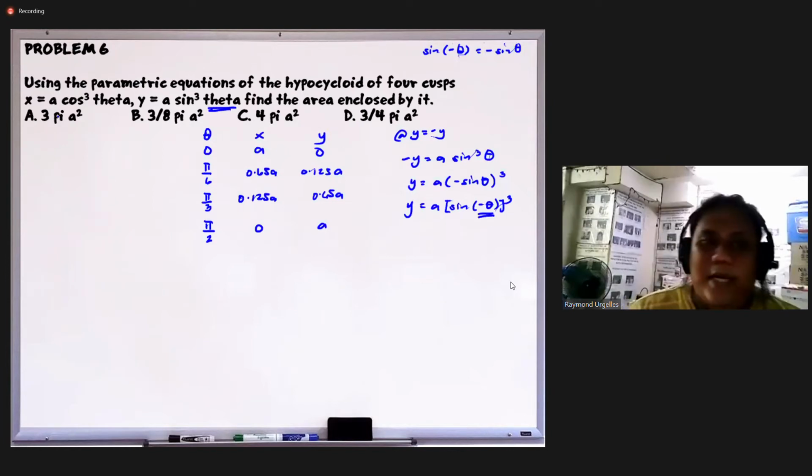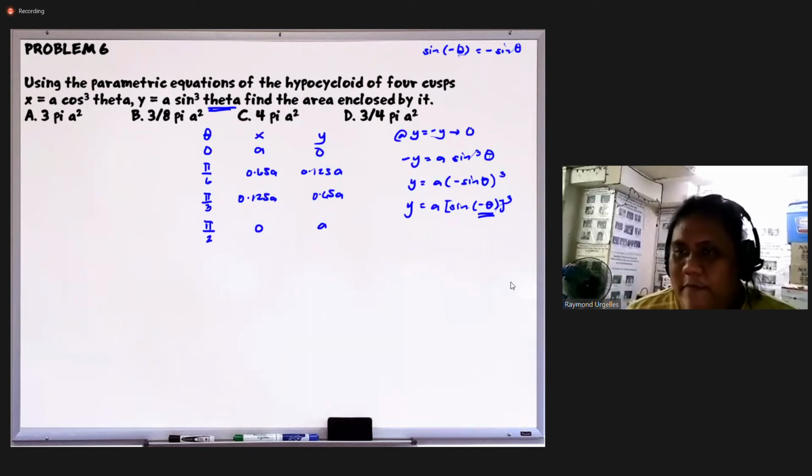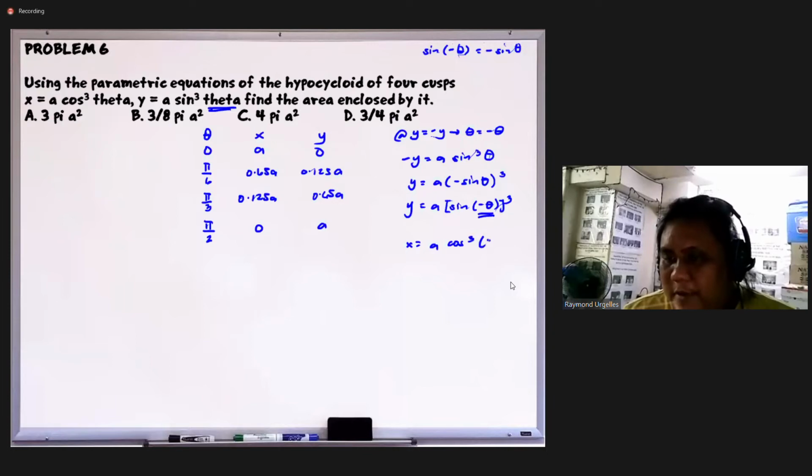No? Pag pinasok natin ngayon yan sa x, diba? So then you will get that theta is equal to negative theta. So then substituting dun sa x, this is equal to a cosine cube of negative theta. So again, alam natin na yung cosine of negative theta is just equal to cosine of theta. Diba? So therefore, mawawala lang yung negative sign. So this is cosine cubed of theta.